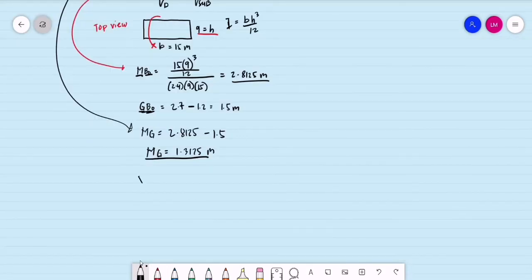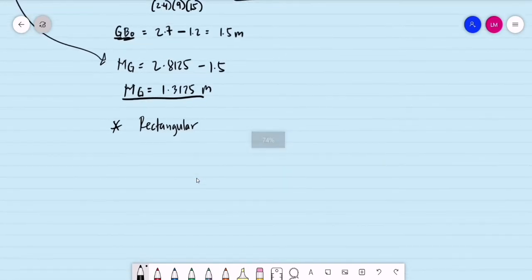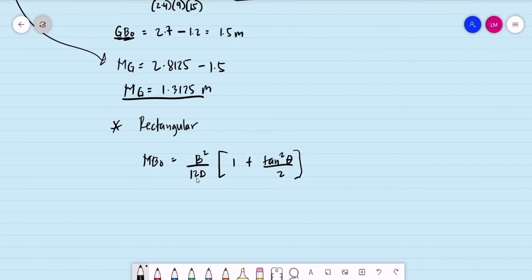Okay, so sa case naman ng rectangular, ito applicable lang sa rectangular sections. Hindi siya pwede sa ibang shape. Kapag rectangular naman, yung pag-compute natin ng MB sub O, pwede natin gamitin itong formula na to. Ito yung B squared divided by 12 times D, multiplied by 1 plus the tangent squared of theta divided by 2. Yan. So, applicable lang siya for rectangular.